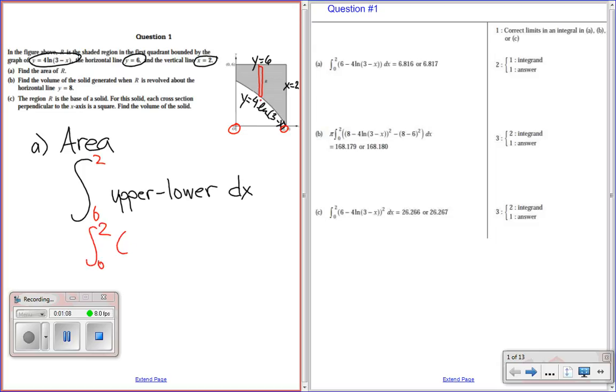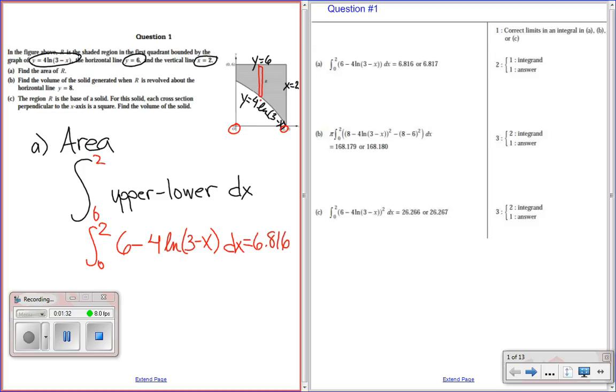So the upper is 6. The lower function is 4 natural log 3 minus x. Then you just punch this into your calculator because it's a calculator question. And remember, when you get your answer, round it to 3 decimal places, always. So either 6.186 or 6.817. Sorry, I think I mixed up my digits there.